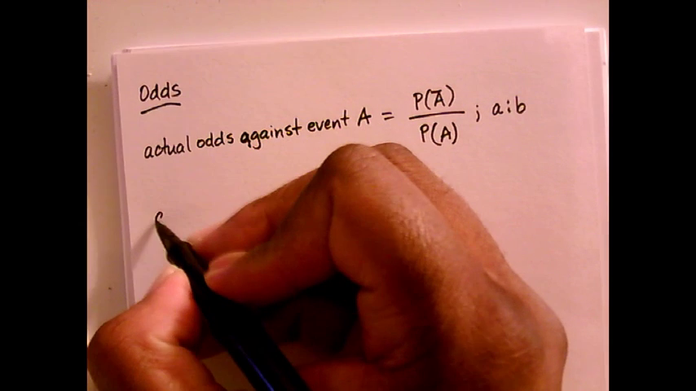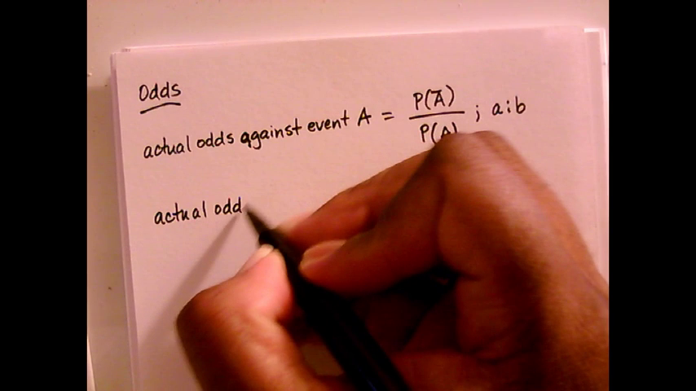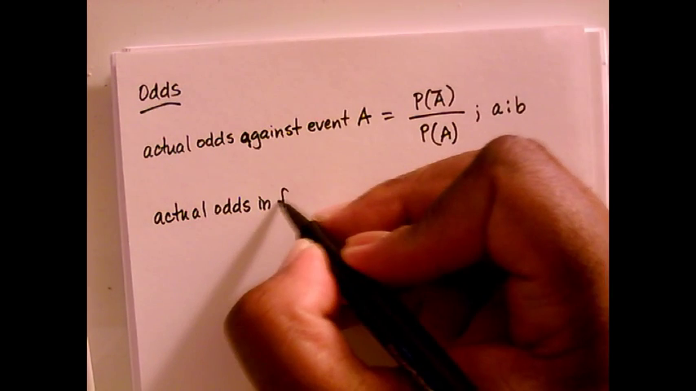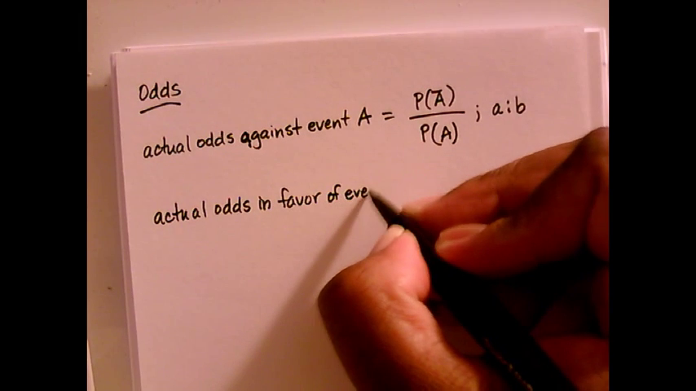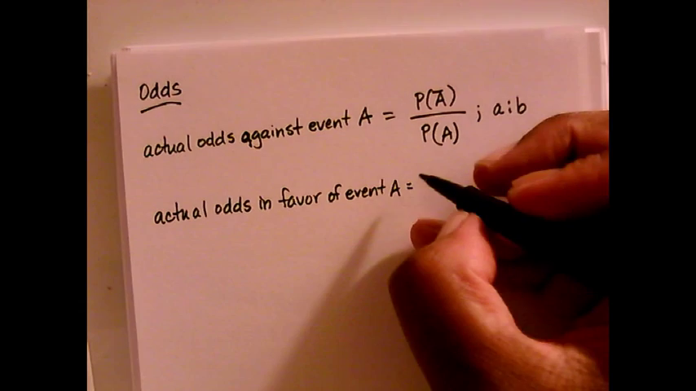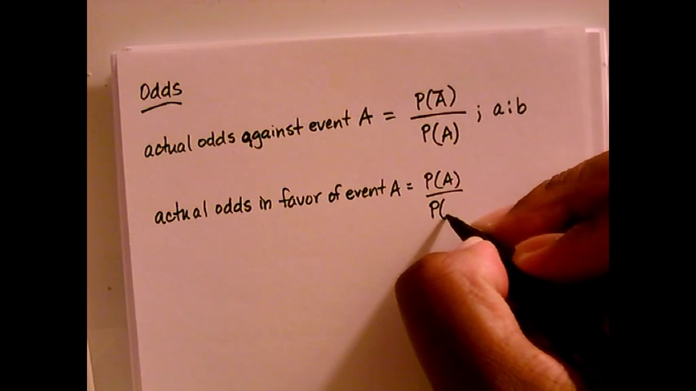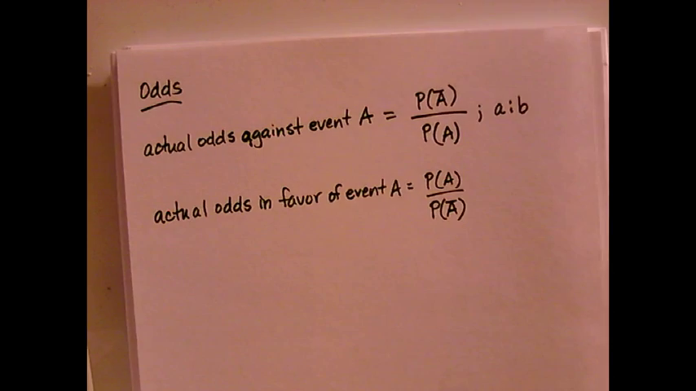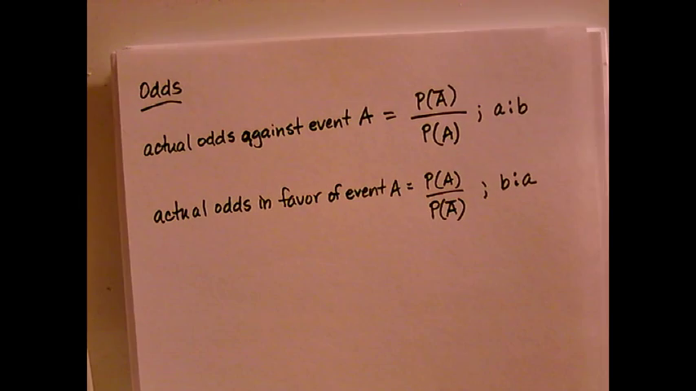And then you also have actual odds in favor of event A. That's just simply the reciprocal of the actual odds against event A. That's the probability of event A happening divided by the probability of A complement. Okay? So here the odds in favor will just simply be, if you were to write it like this, B to A.